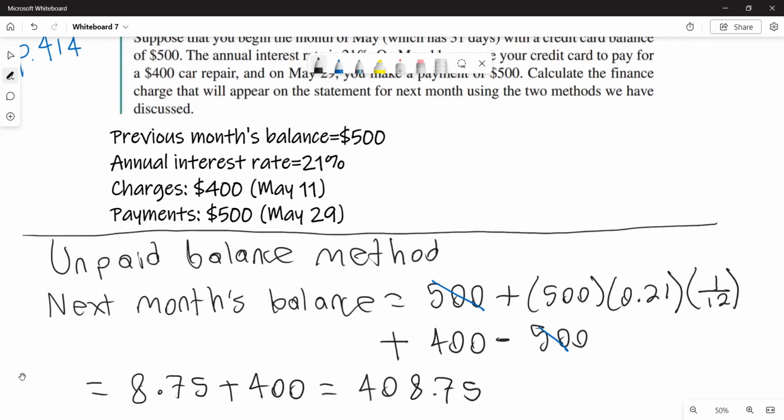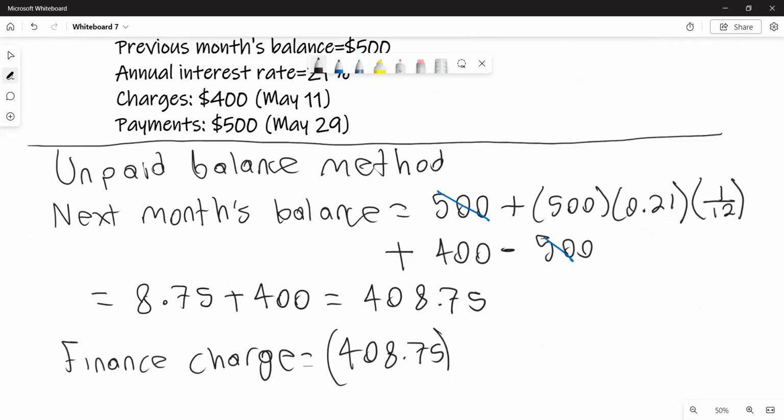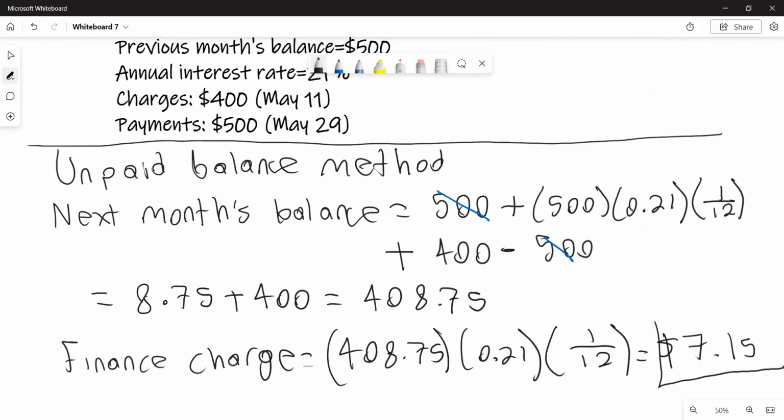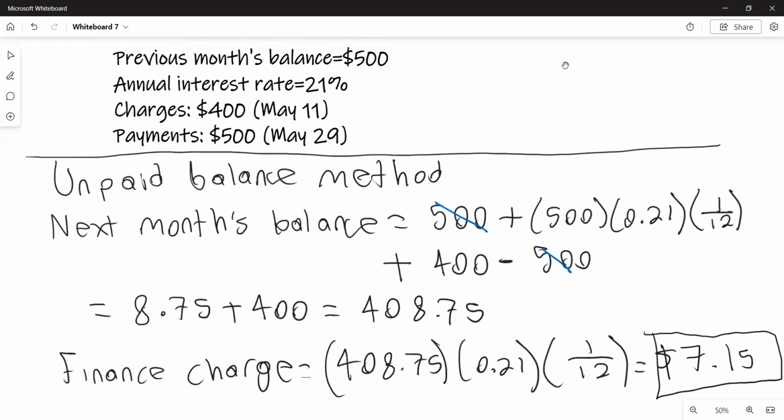And the finance charge for next month is going to be the outstanding balance at 21% for 1/12 of a year. So the finance charge is $7.15. So that's the finance charge with the unpaid balance method. And we're going to find the finance charge with the average daily balance method.